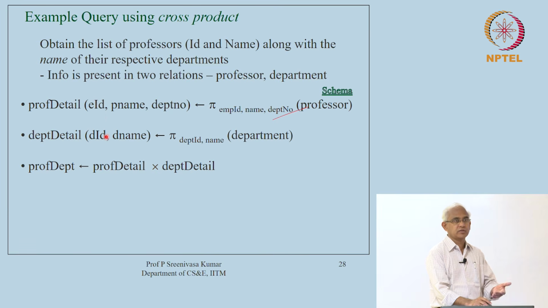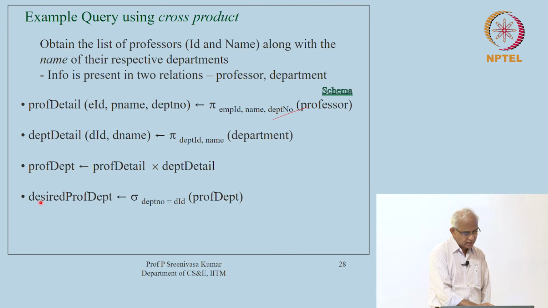So, we can impose a condition saying that they should be equal to each other. If we impose that condition, then we will get meaningful combinations of these tuples. So, that is what we will do immediately. The desired professor department tuples are those. So, we can now use the selection operator to get the appropriate combinations: department number equals DID.